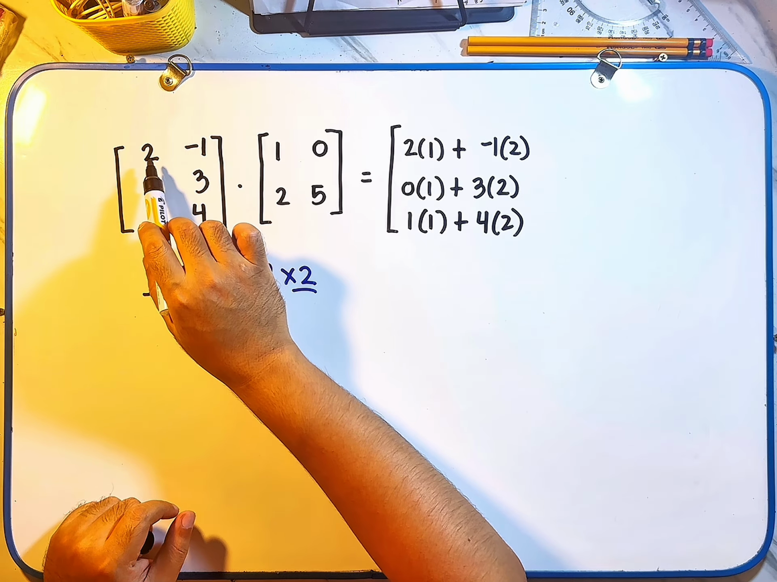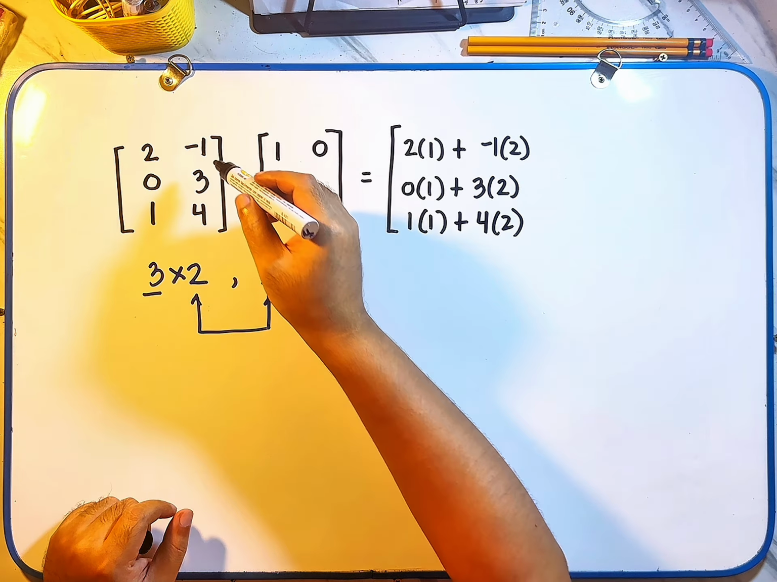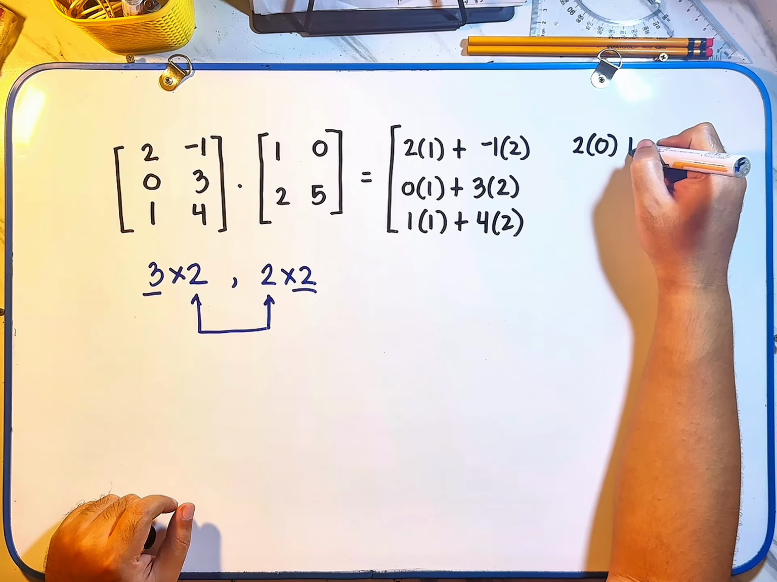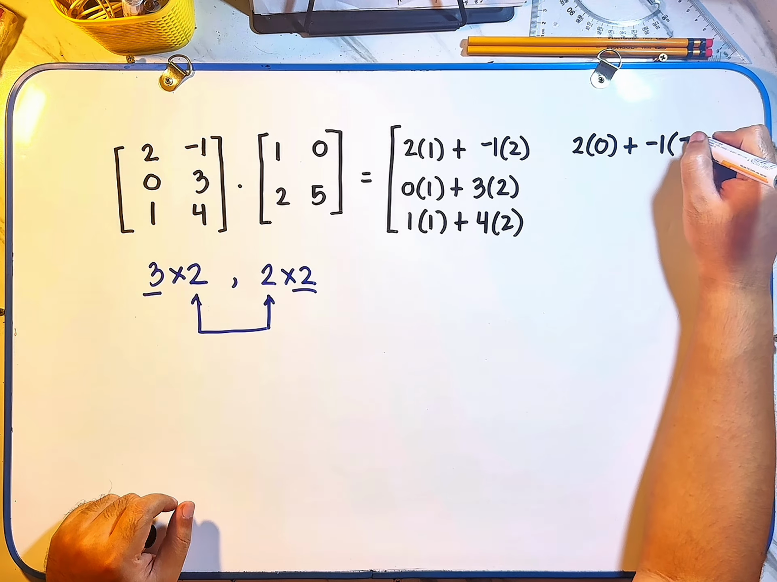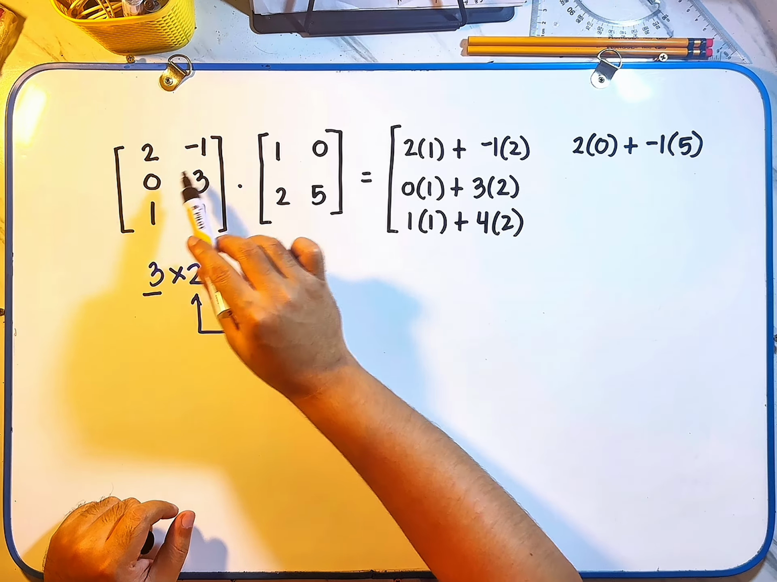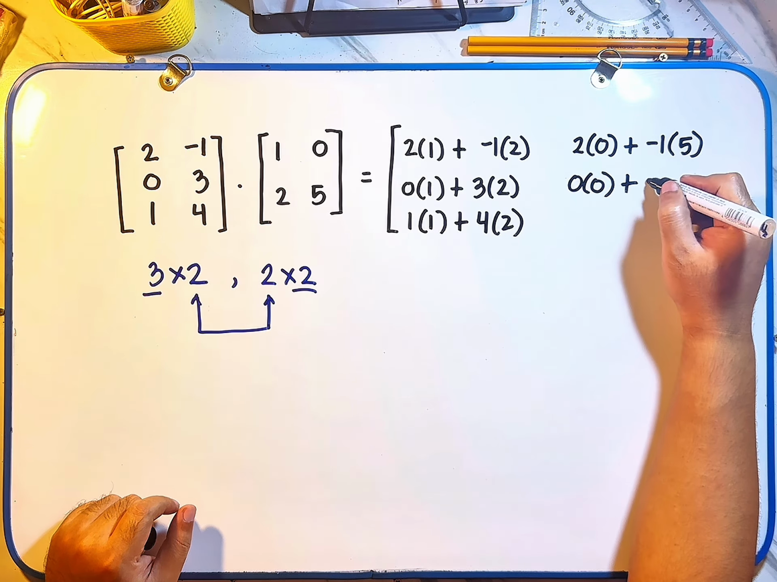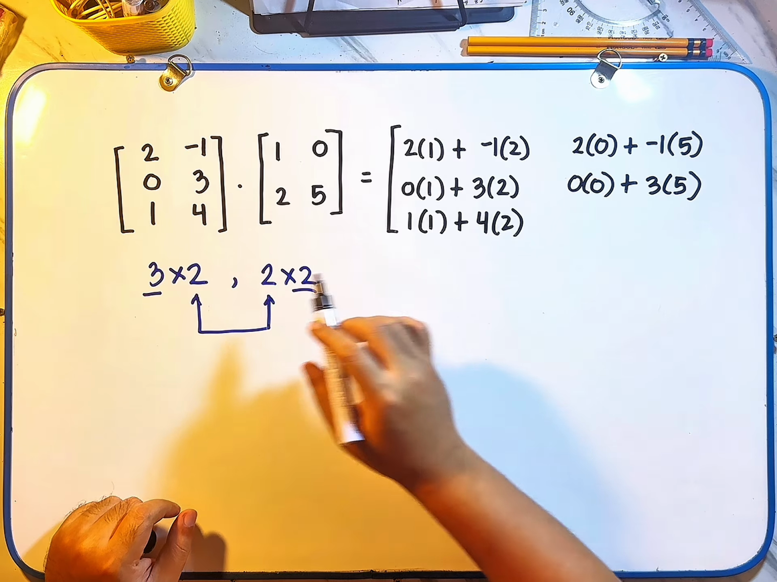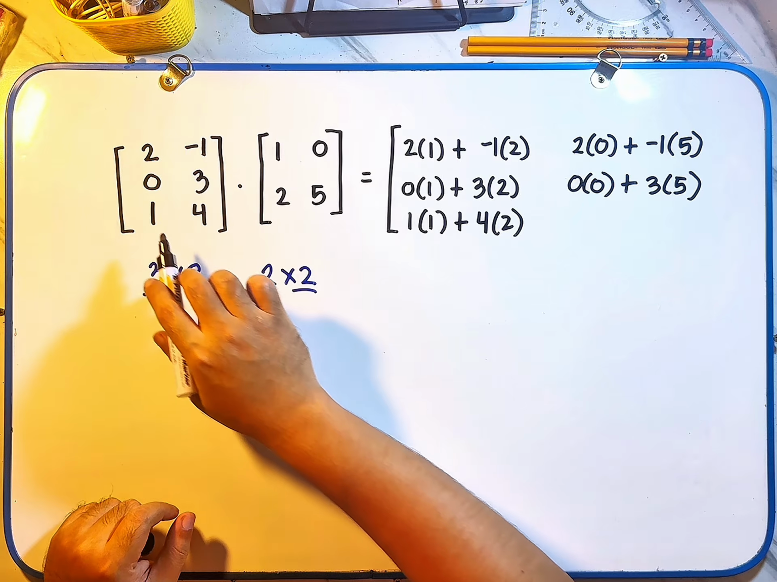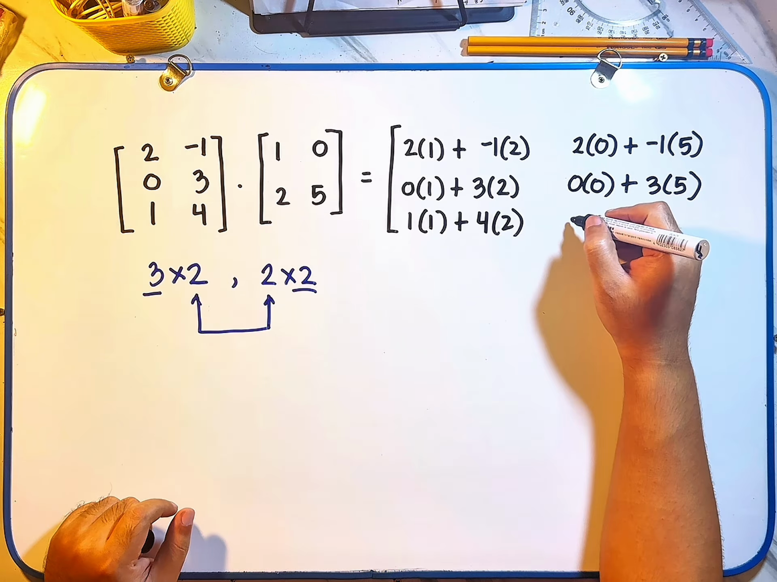Next, going back to the first row, multiply this to the second column. So 2 times 0 plus -1 times 5. Next, multiply the second row to the second column. 0 times 0 plus 3 times 5. Next, third row multiply to the second column. 1 times 0 plus 4 times 5.